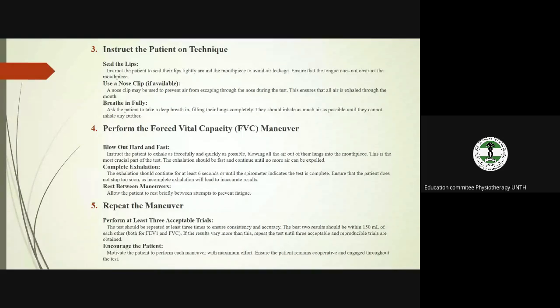After explaining the procedure to the patient, use your nose clip. A nose clip may be used to prevent air from escaping through the nose during the test. This ensures that all air is exhaled through the mouth. So you don't just leave this. Sometimes we use the hand to close the nose.